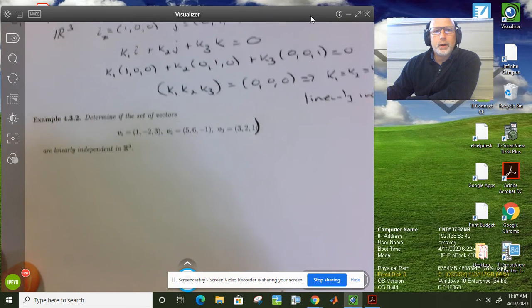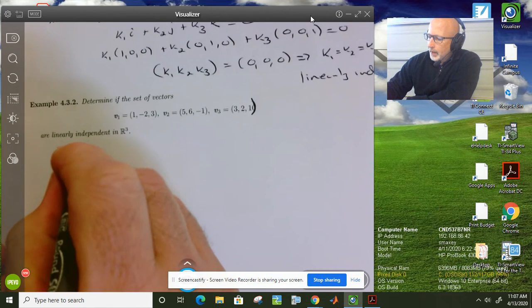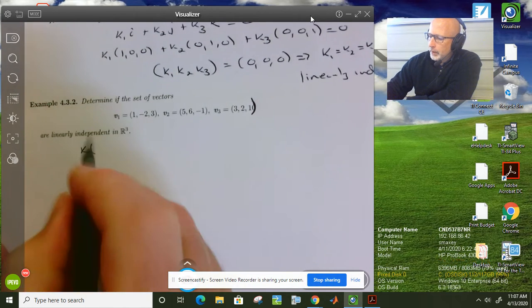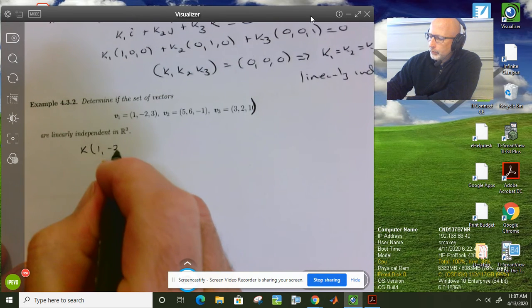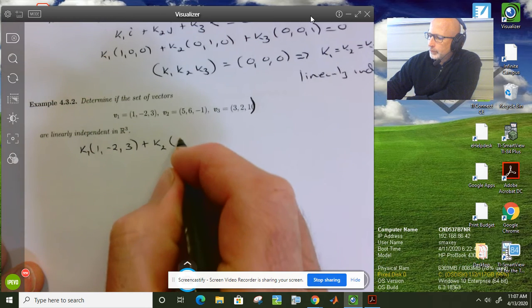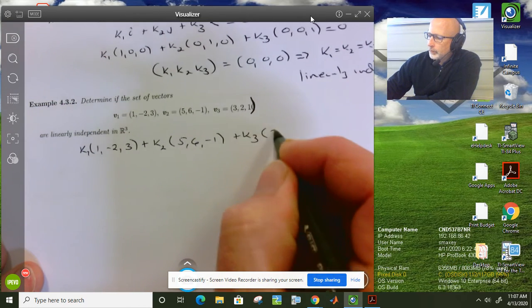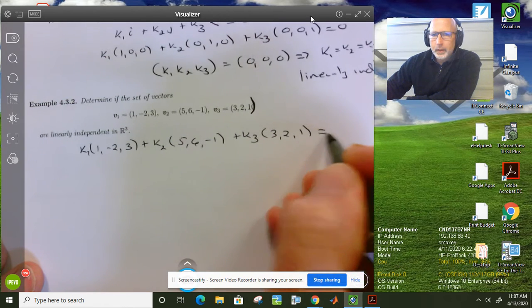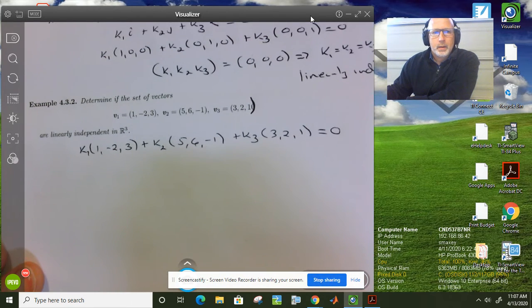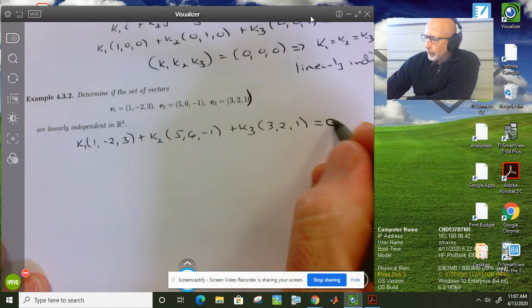Okay. Now what I want to do is figure out if these are linearly dependent or independent. So I'm going to write this as k1 times the vector v1, which is 1, -2, 3, plus k2 times the vector 5, 6, -1, plus k3 times the vector 3, 2, 1. And that should be equal to 0. Okay, now what I'm going to do is basically add these together. Now this is the 0 vector.